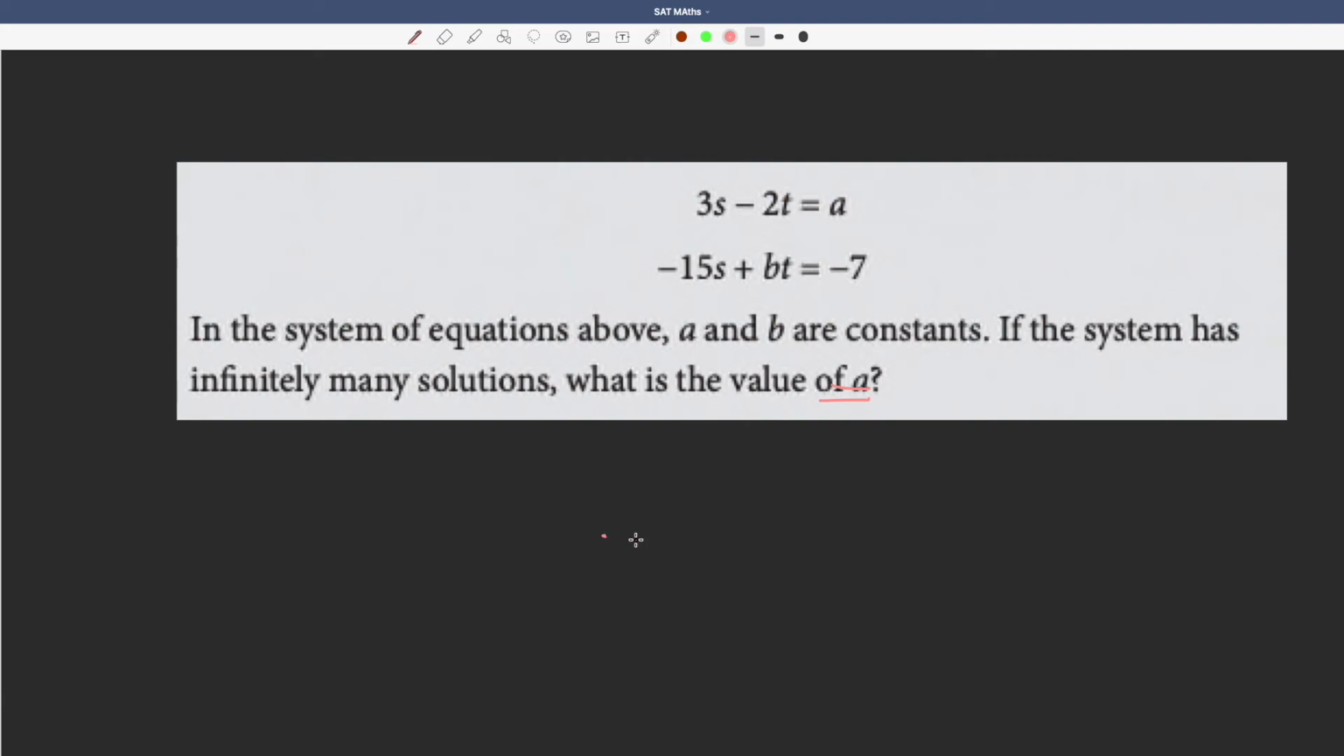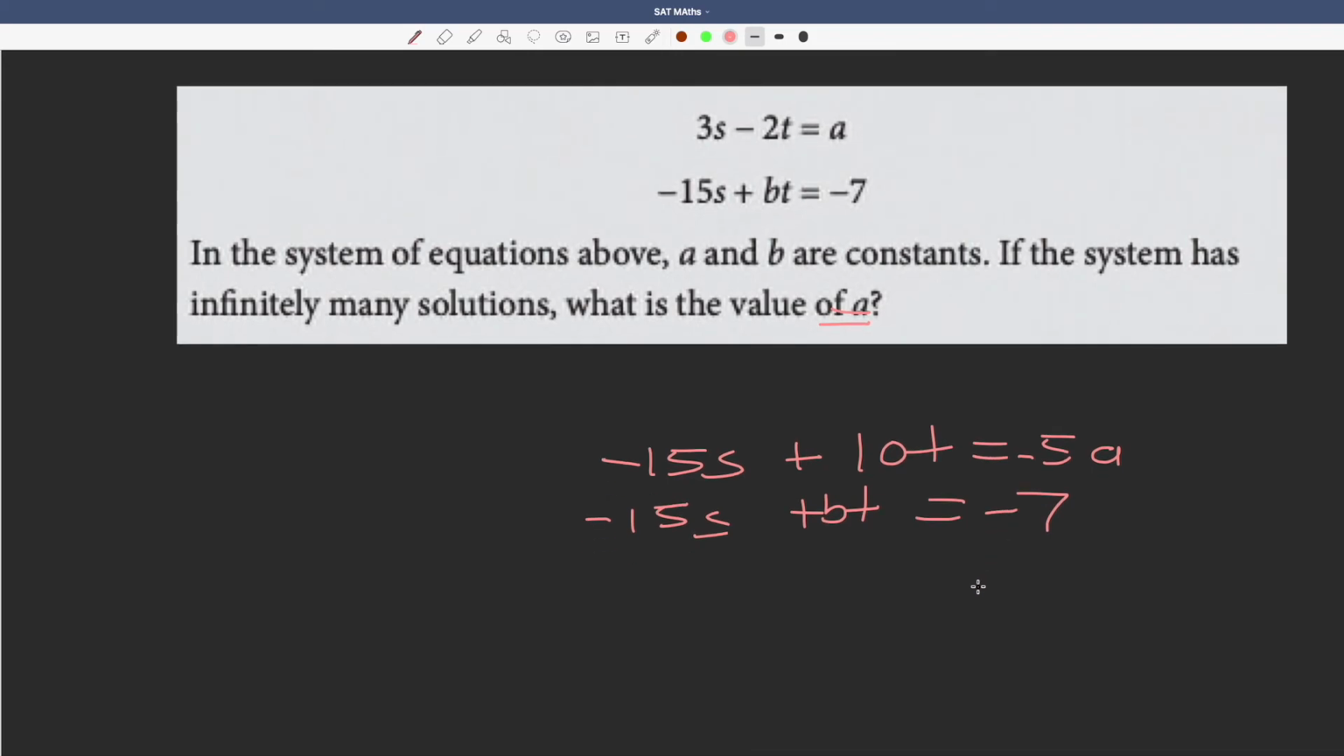So this will give us negative 15s plus 10t equals negative 5a. And we can just write down the second equation as is, negative 15s plus bt equals negative 7. Now since these two equations are equivalent with the same coefficients of s, the coefficients of t and the constants on the right side must also be the same.